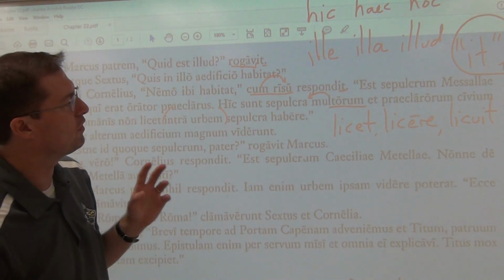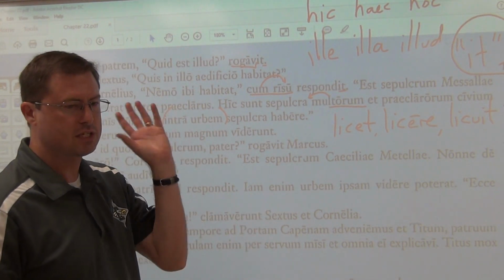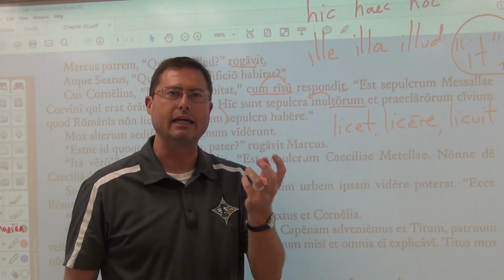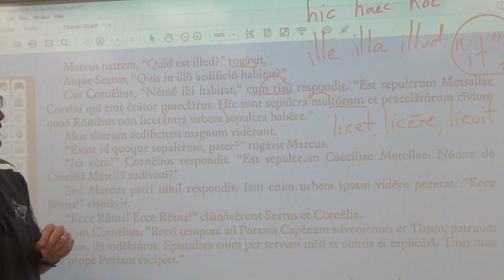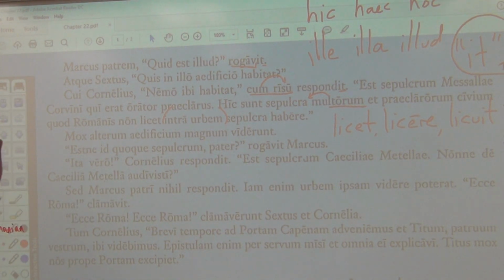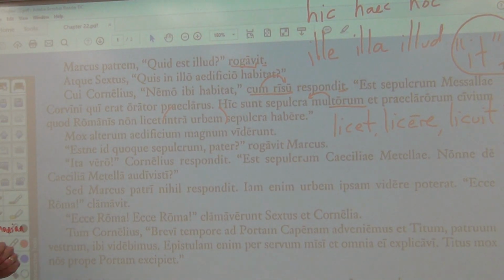And we again call these impersonal verbs because it, of the 6 possibilities, I, you, he, she, we, y'all, they, it is the one that is not a person. And it is actually not even it, but rather the act of having tombs is not allowed. That is your 4th word, and I think there are going to be 5. Your 4th word is licet. L-I-C-E-T, licet, that's your 4th word.